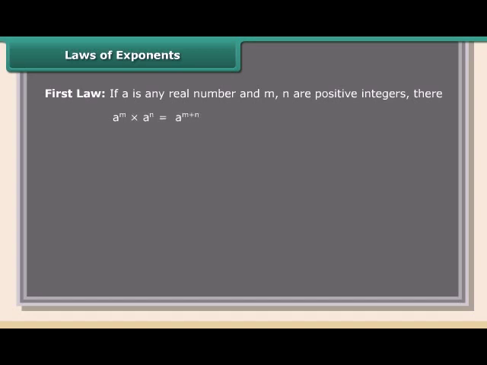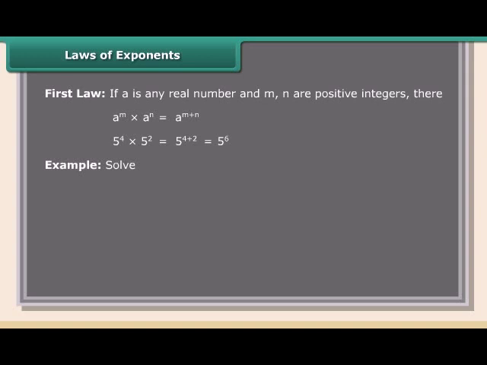Laws of exponents. First law: if a is any real number, and m, n are positive integers, then a raised to the power m × a raised to the power n is equal to a raised to the power m plus n. 5 raised to the power 4 × 5 raised to the power 2 is equal to 5 raised to the power 4 plus 2, which equals 5 raised to the power 6.